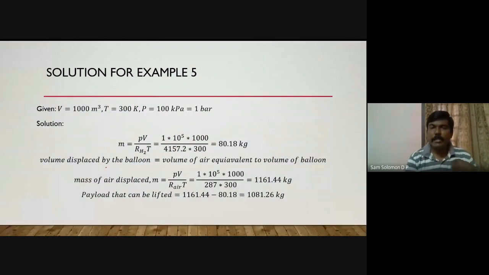The volume displaced by the balloon will be equal to the volume of air equivalent to the volume of the balloon. So I am replacing air instead of hydrogen, and this will be the maximum volume of air that can be displaced by the balloon. The payload that can be lifted is the subtraction of the two values, which is 1081.26 kilogram. I'm not sure whether you have followed it. If you have any doubts, you can ask me now. Are you able to understand this?